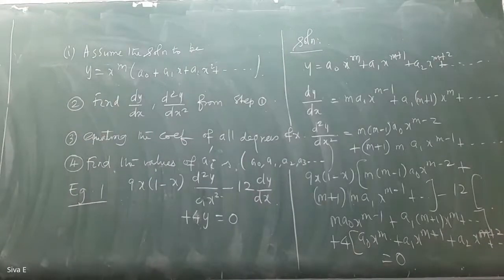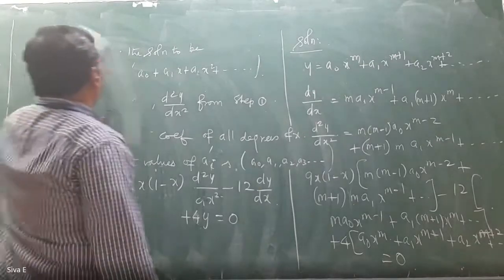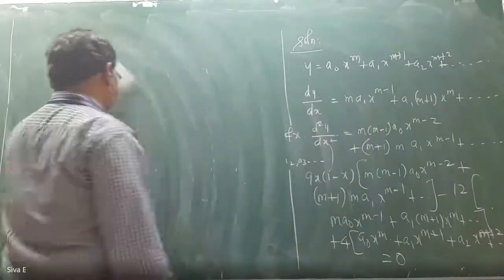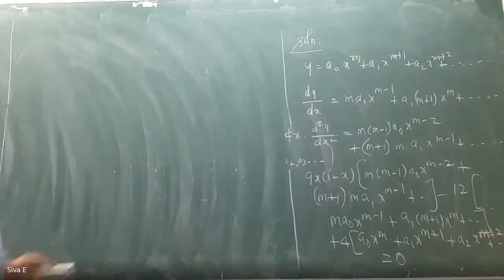Then what is the next step? Equating all coefficients equal to 0. The lowest power of x is x power m minus 1, equating to 0.